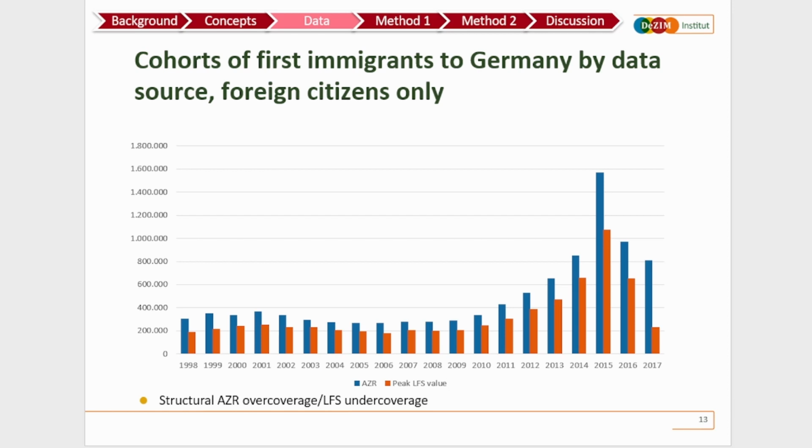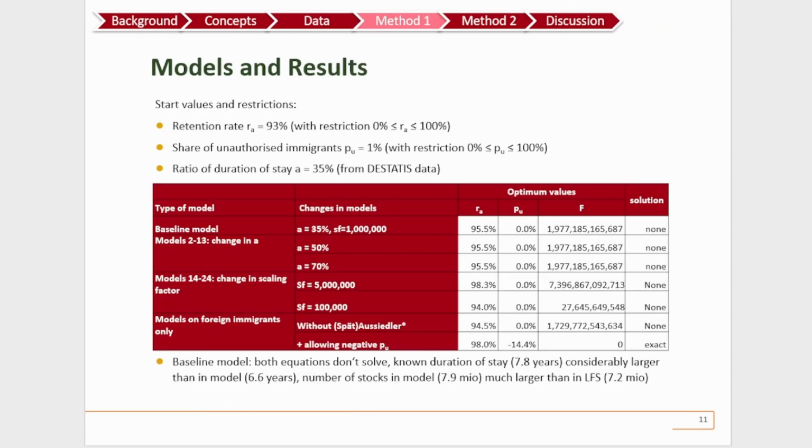So I'm not going to spend too much time on this. This is basically just different versions of models. We, of course, tested different starting values for the parameters. We tested different scaling factors. We tested including or excluding the Aussiedler population, all with the same result, that there was a null result or no solution. The one solution, the mathematical solution that worked, was when we allowed the p-value to become negative, which is also a nonsensical result. You get a perfect mathematical solution when you allow a negative number of irregular migrants.